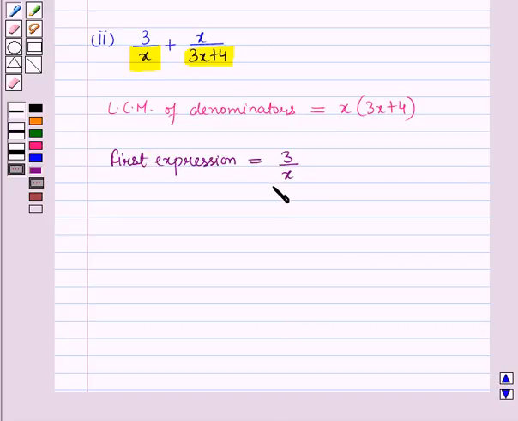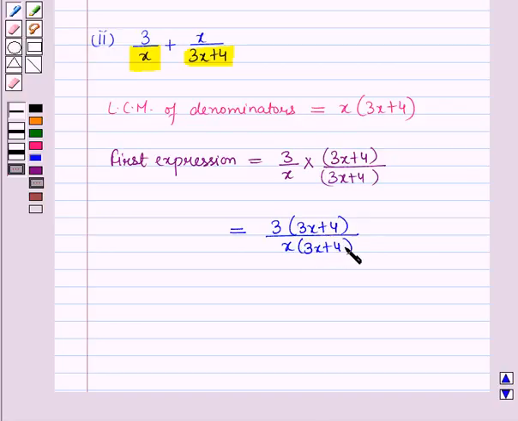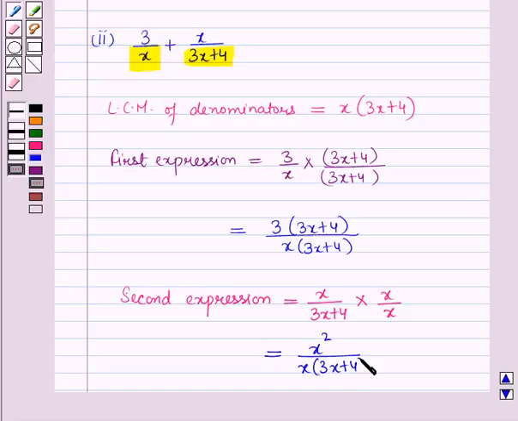Now we make the denominators equivalent in both expressions using LCM. Now the first expression has denominator x, so we make it equal to LCM by multiplying both numerator and denominator by (3x plus 4) the whole. So this is equal to 3 into (3x plus 4) the whole, whole upon x into (3x plus 4) the whole. And in the second expression the denominator is 3x plus 4, so we will multiply the numerator and denominator by x, and this will be equal to x into x, which is x square, upon x into (3x plus 4) the whole.